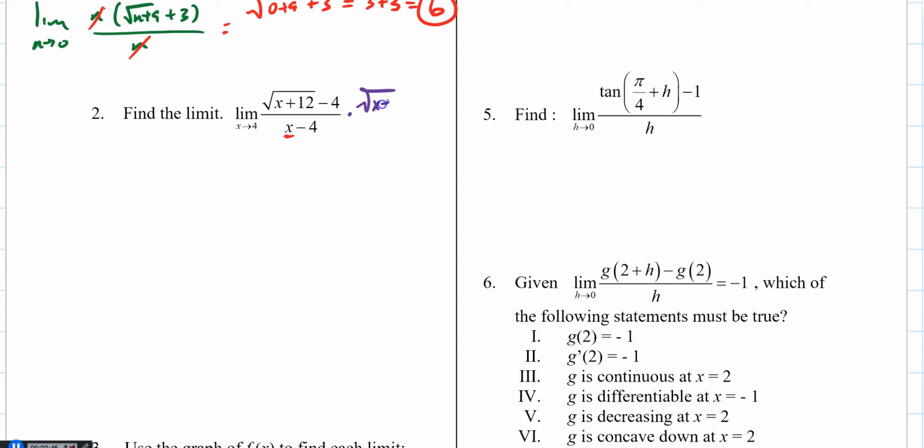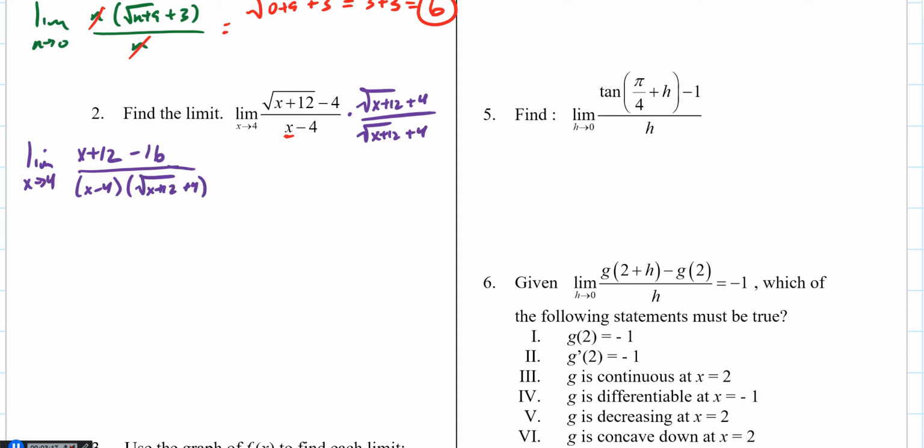So this can be the square root of x plus 12 plus 4 over the square root of x plus 12 plus 4. And we're left with the limit as x goes to 4. Once again, I'm going to follow my rules for multiplying conjugates. I get radical x plus 12 times radical x plus 12, which is just x plus 12, minus 16 over x minus 4 times radical x plus 12 plus 4. And now we can go ahead and move to the next step.